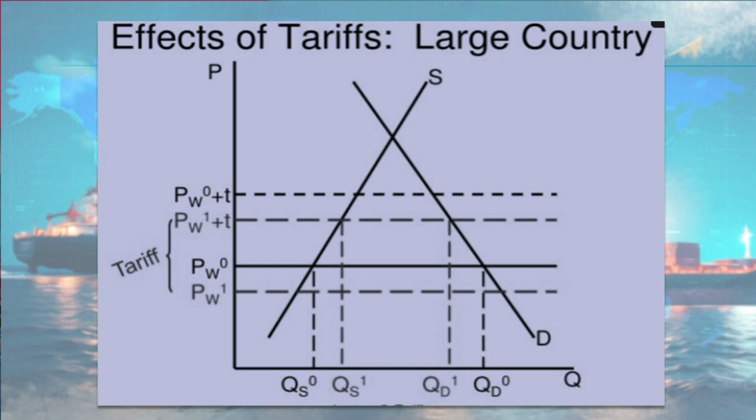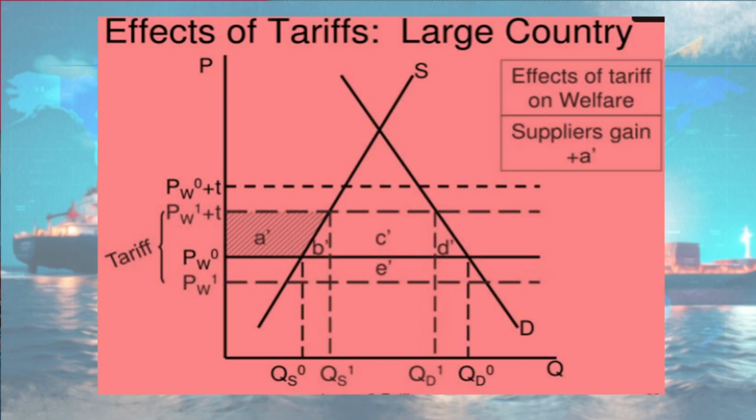So here, first of all, we are showing the effect of the tariff on welfare. When we are talking about the effect of a tariff in the case of a large country, and taking the case of welfare, when a large country imposes a tariff, the suppliers gain, and the gain of the suppliers is shown by this shaded portion, the green portion.